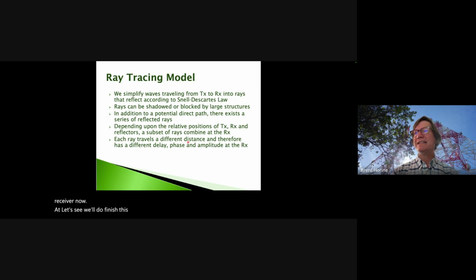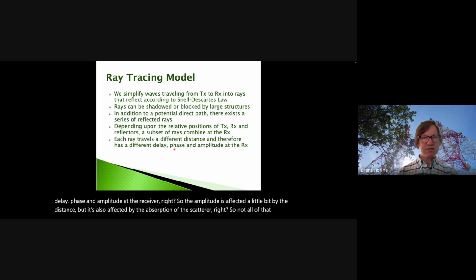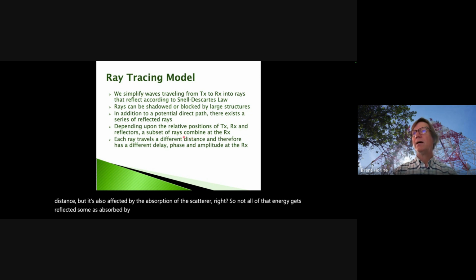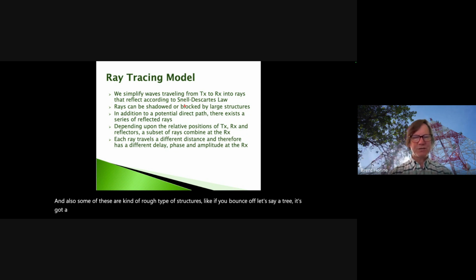Each ray travels a different distance and therefore has a different delay, phase, and amplitude at the receiver, right? So the amplitude is affected a little bit by the distance, but it's also affected by the absorption of the scatterer, right? So not all of that energy gets reflected. Some is absorbed by that. And also, some of these are kind of rough structures. Like if you bounce off, let's say, a tree, it's got a lot of roughness associated with it, right?